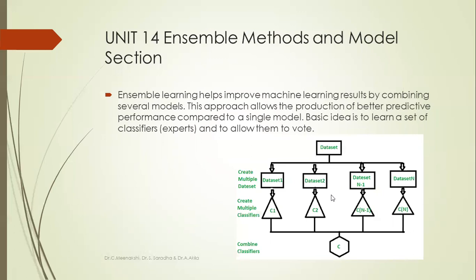So we have learned four models. We have learned about the linear regression model, the neural network model, and the K nearest neighbor model. Making them all into one thing, combining all these, is called the ensemble model. The approach allows you to produce better predictive performance when compared to a single model.